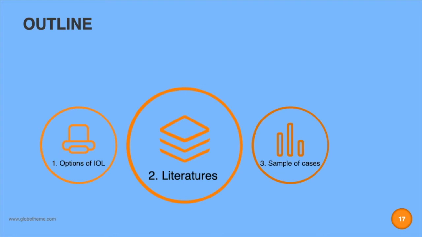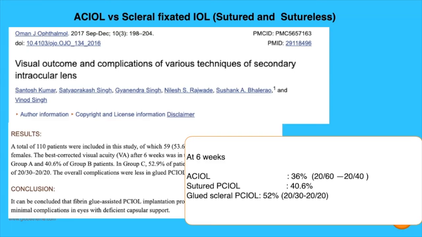Now let's look at some study and sample of cases. This particular study compares between the conventional anterior chamber IOL and the scleral fixated IOL. At 6 weeks post-surgery, they found the sutureless type gives better vision compared to the sutured IOL.